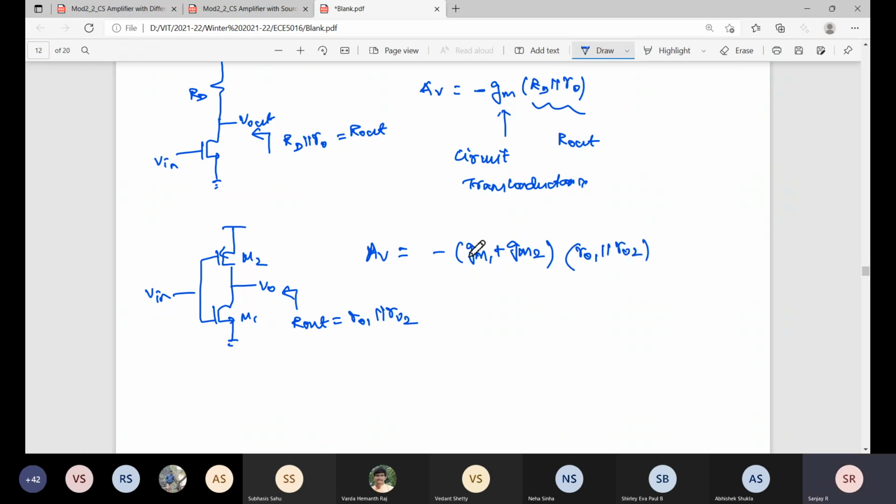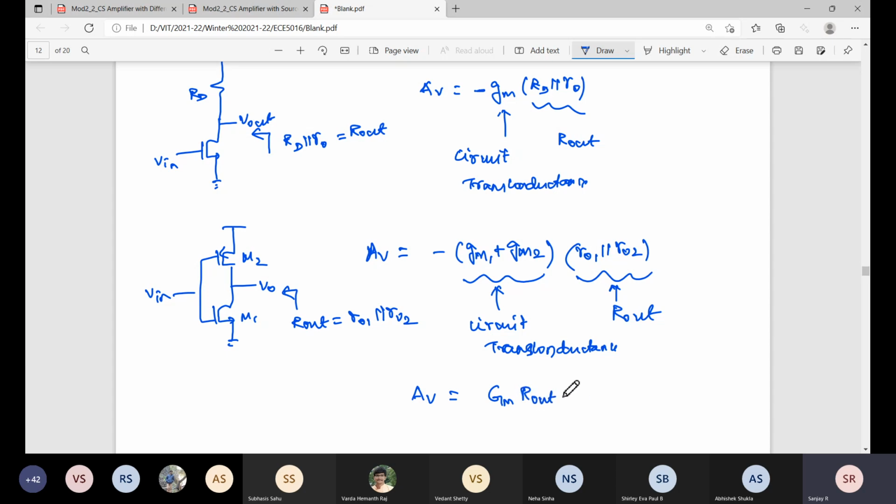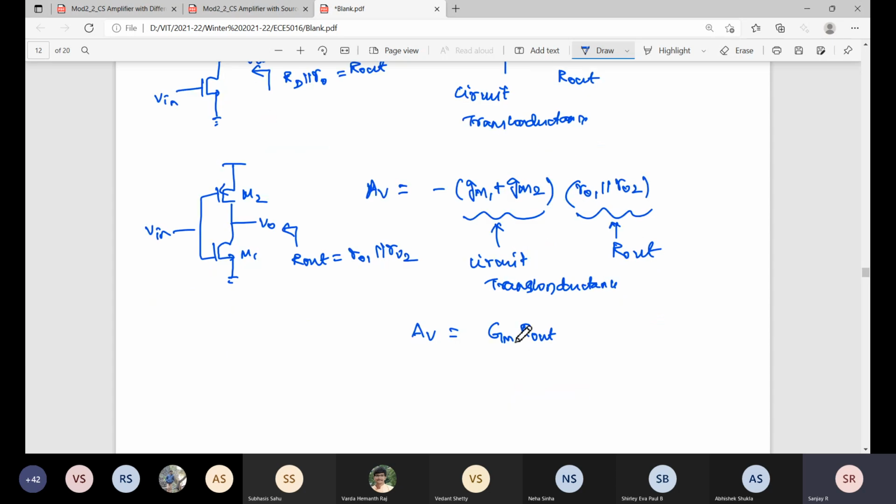Now you can see here gm is the sum of the two input transistors' transconductances. So this is a circuit transconductance, or effective transconductance. This is the output resistance. So looking from here, the gain we can simply write as circuit transconductance, or amplifier transconductance, into the output resistance of the amplifier. Fine. If I want the gain to be negative, R out should be negative or gm should be negative.